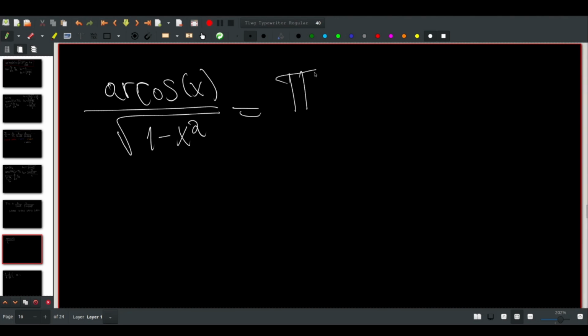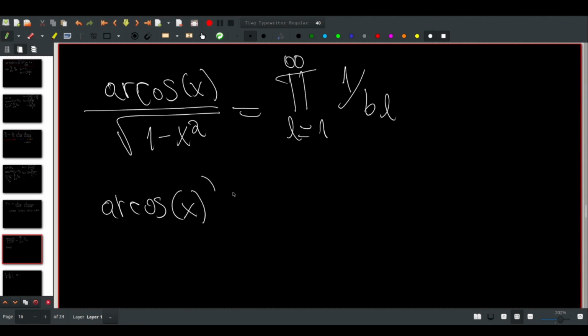And then I have this is equal to the product over L equals 1 to infinity of 1 over BL. And for those of you who know a little bit of calculus, this left-hand side actually looks a little familiar, because you might know that the derivative of the arc cosine of x is actually minus 1 over the square root of 1 minus x squared. So what we have here is essentially minus a function times its derivative.